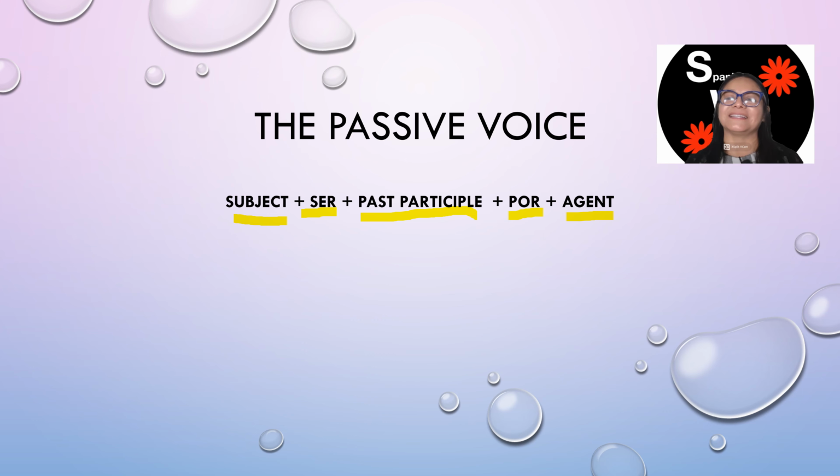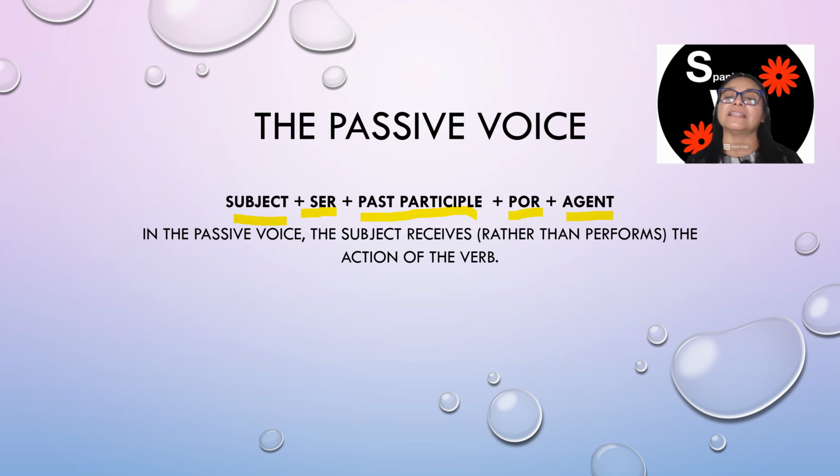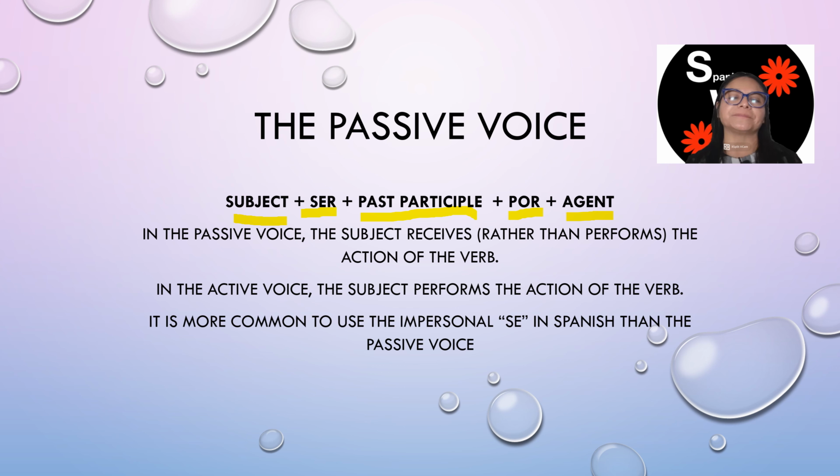Pero muy bien. Pero vamos a ver. In the passive voice, the subject receives rather than performs the action of the verb. We'll see that in a minute. In the active voice, the subject performs the action of the verb. It is more common to use the impersonal se in Spanish than the passive voice. So that's one of the big differences between English and Spanish. In Spanish, we mainly will use the se impersonal. And I'll give you some examples of that coming up.